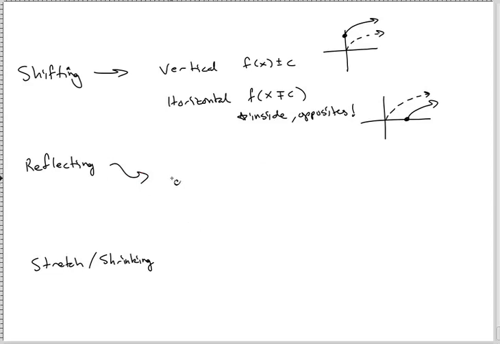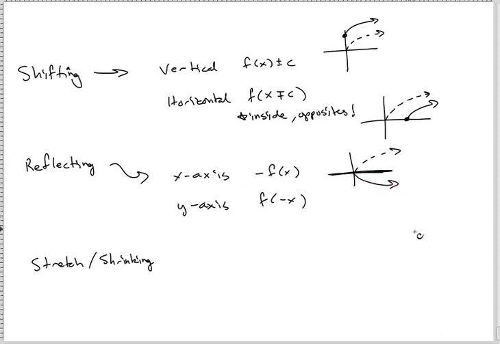So reflecting, we have either the x-axis reflection or the y-axis reflection, and that's going to be negative f of x versus f of negative x. So again, let's say I start with this, and I'm going to reflect it about the x-axis. That's right here, and so it would look like that going down. The y-axis reflection, y-axis is right here, and it would go to the side. So those are the two different types that you see there.